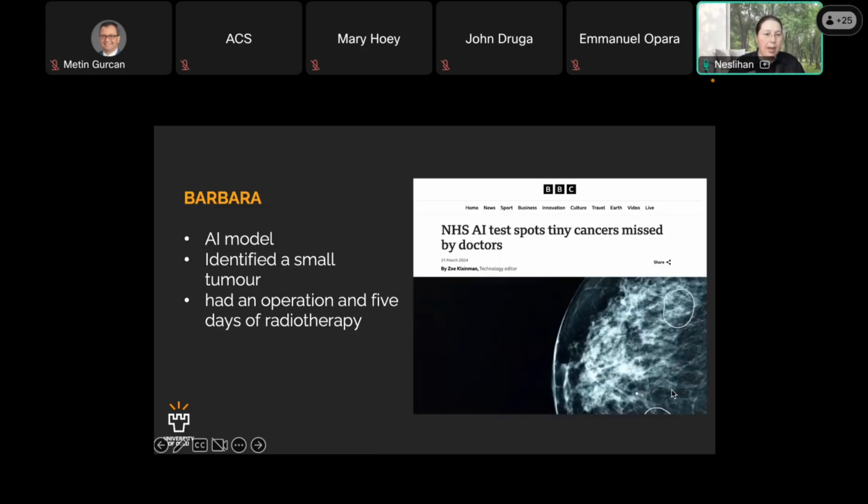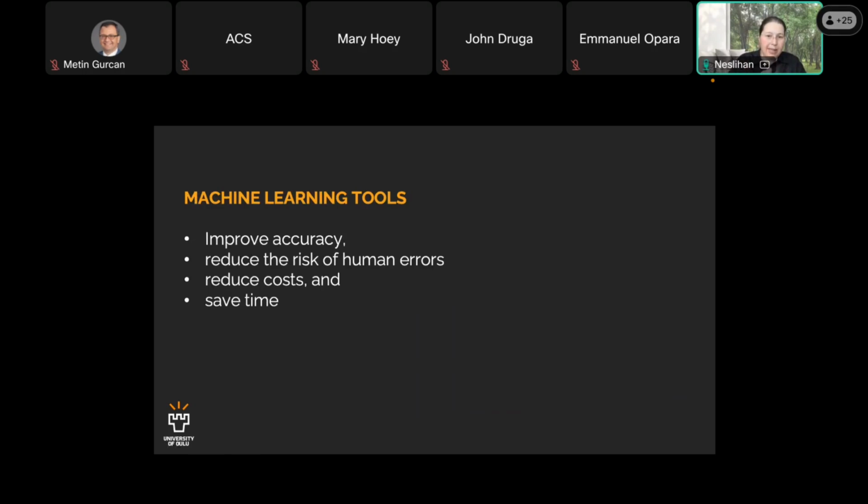Then a machine learning tool analyzed mammograms in that hospital and flagged Barbara. She actually had a 6 millimeter tumor, and after surgery and 5 days of radiotherapy, she is now completely healthy. So without these AI tools' help, Barbara's cancer might not have been detected until her next mammogram examination 3 years later. So these examples show how these machine learning tools can reduce errors and improve people's health, save cost and time. But now I would like to talk about the application areas, how machine learning is transforming medicine.